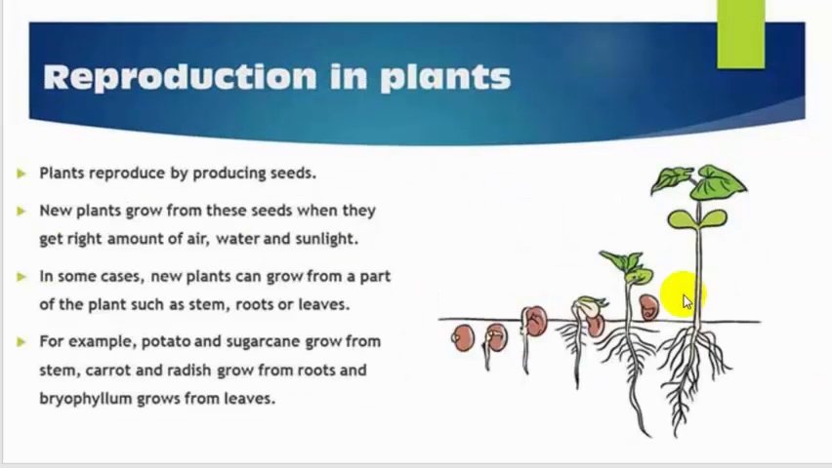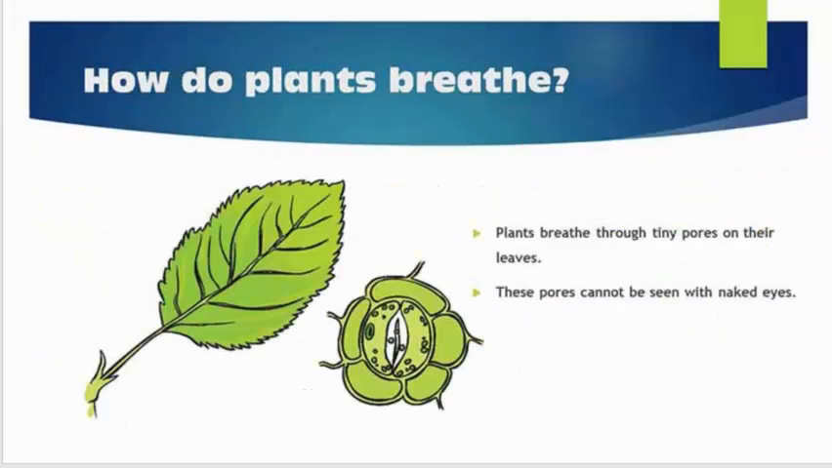This is about the animals. Now move on to the plants. How do plants breathe? Plants breathe through tiny pores on their leaves. These pores cannot be seen with naked eyes. So, these are the tiny pores. They are called stomata.